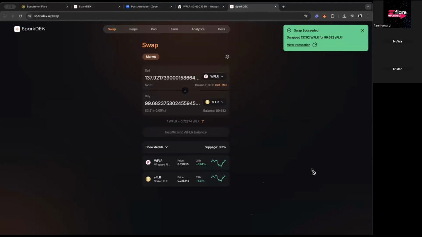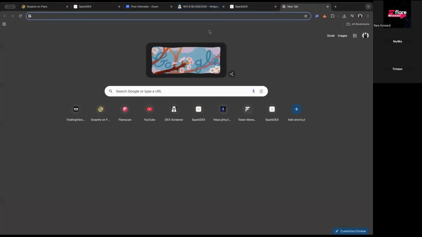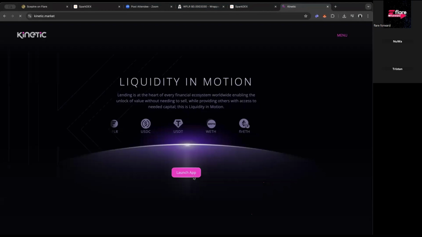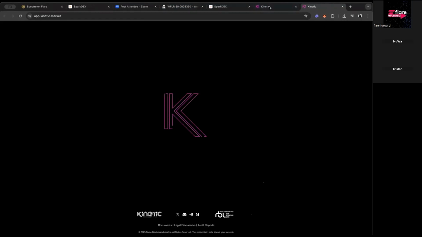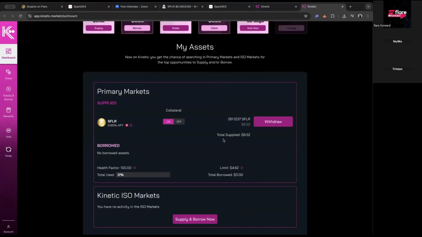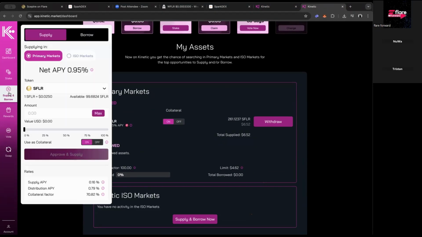All right. So go to Kinetic.Market. Open a new tab. Kinetic. Launch up. Okay. So, I was playing around with this one. Perfect. All right. So now go to the left bar, on the pink bar, supply and borrow. Borrow on the top.